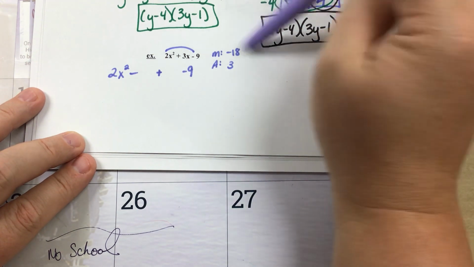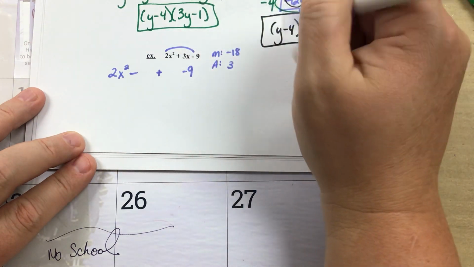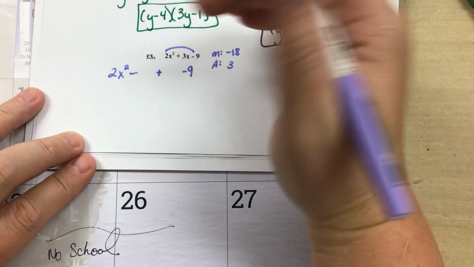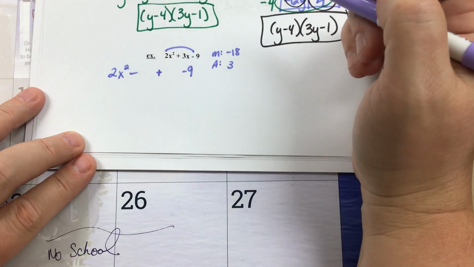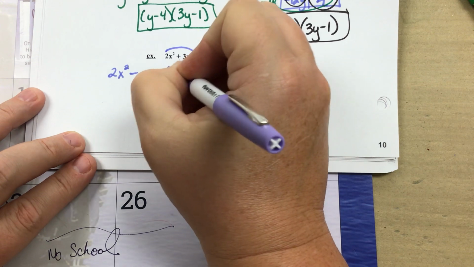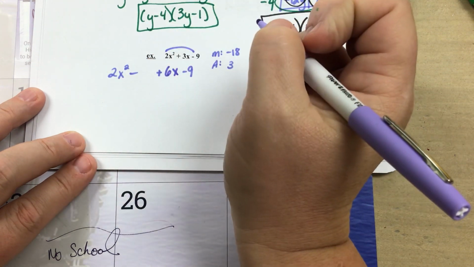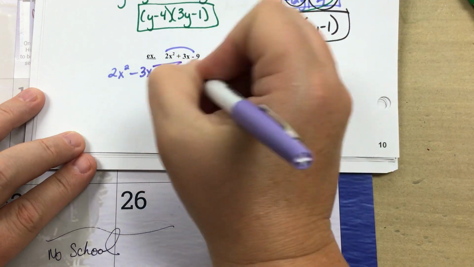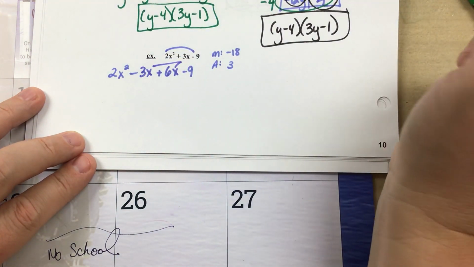And if I make the smaller one negative, so 6 times negative 3 is negative 18, but 6 plus a negative 3 gives me a positive 3, and that's what I wanted. So it should be a positive 6x and a negative 3x. So again, these two combine together to give me that positive 3 in the middle.